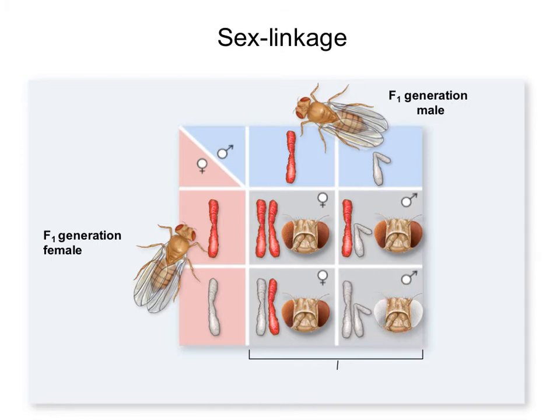So notice, since half of the offspring receive the Y chromosome, half of the offspring will be males, so this is this half here. And of the male offspring, half will have the normal copy, and the other half will have the mutated white eye copy.